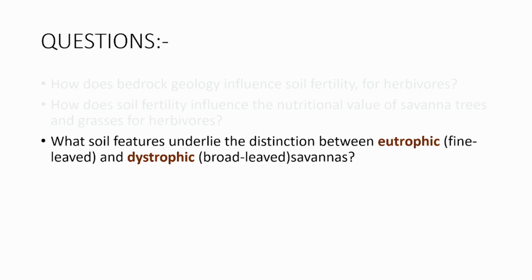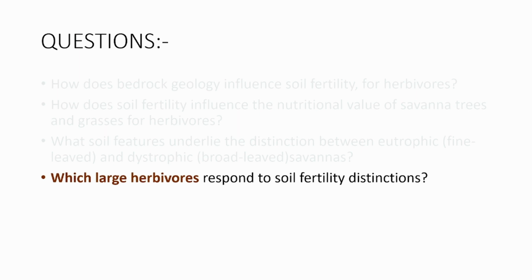And then looking at things botanically, what are the soil features that distinguish eutrophic from dystrophic savannas? Is it simply clay content? Because many of the cases are associated with clay, but not all of them. Not that simple. Which large herbivores respond to the soil fertility distinctions? Elephants don't. What else doesn't? Grazers also respond similarly to grazers, and all grazers respond the same way. Probably not.